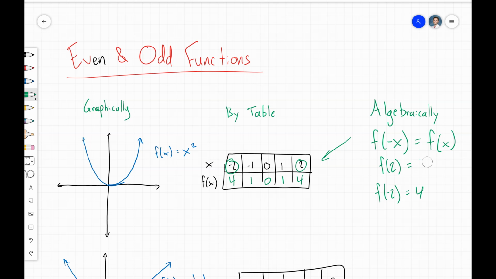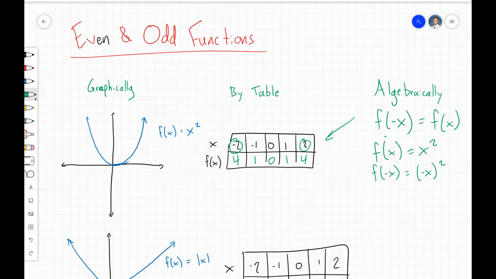So to show this algebraically, we just find f of negative x. So you say, all right, I know that f of x is equal to x squared. So f of negative x is going to be negative x, squared. And we can simplify this. We know that negative x squared, or negative x times negative x, would simply be x squared. So f of negative x equals x squared.